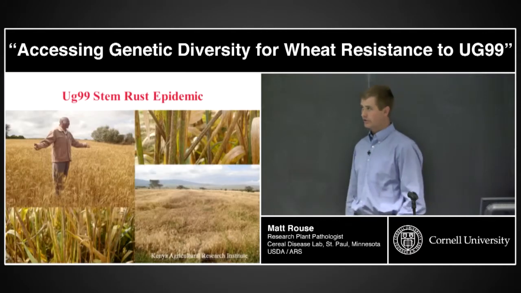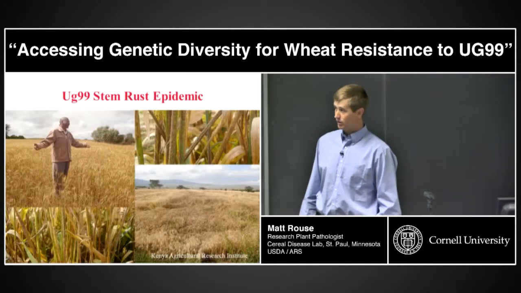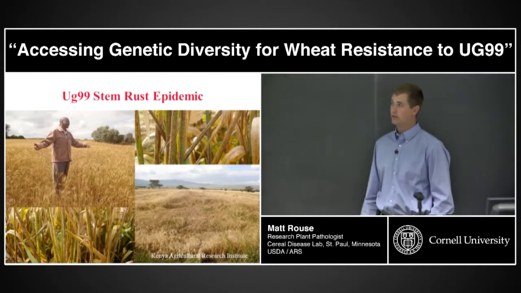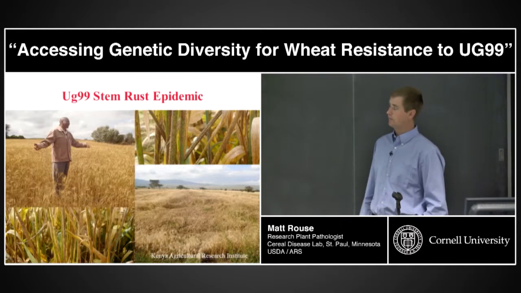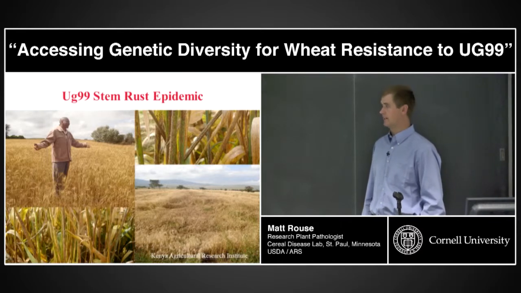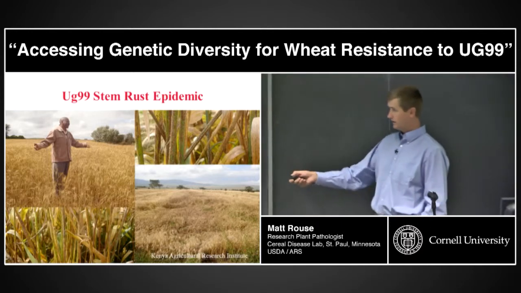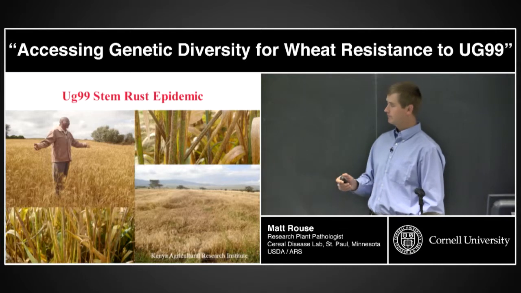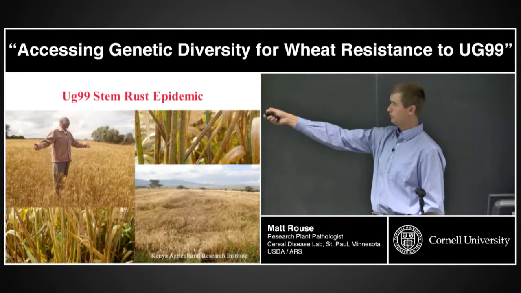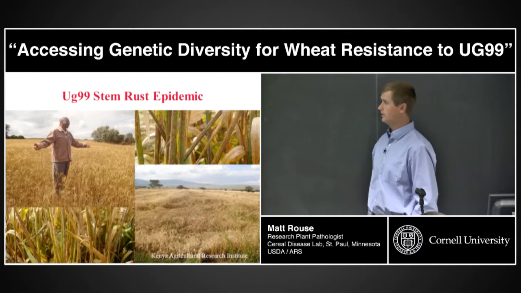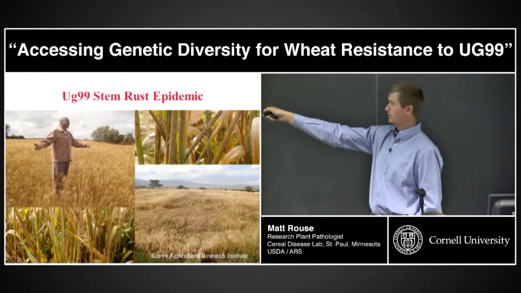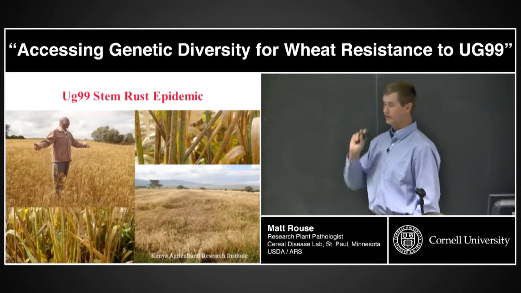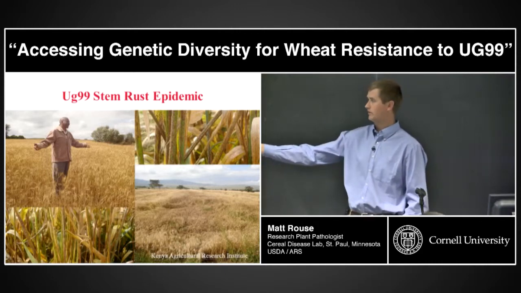This picture shows a farmer in a wheat field in Kenya, and these pictures were taken in 2007. This is the result of a UG99 stem rust epidemic. You can see in the field in the bottom right a lot of lodging of the stems, and in these pictures zoomed in to the wheat stems, you see this dark brown urediniospores on the stems. This weakens the stems and causes lodging.